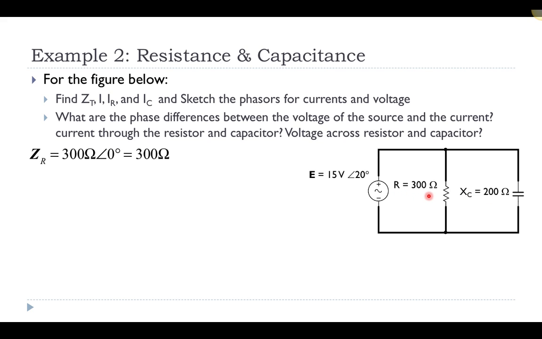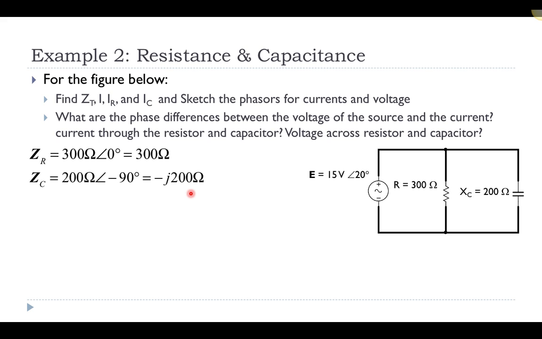The resistor has an impedance of 300 ohms with an angle of 0, or it has a real part only. The capacitor has an impedance that is the capacitive reactance, and in this case the capacitive reactance is given to us as 200, so 200 ohms with an angle of negative 90. We can write that in rectangular form as a negative 200 complex part only.